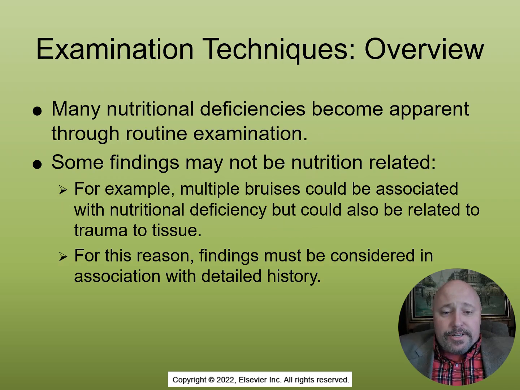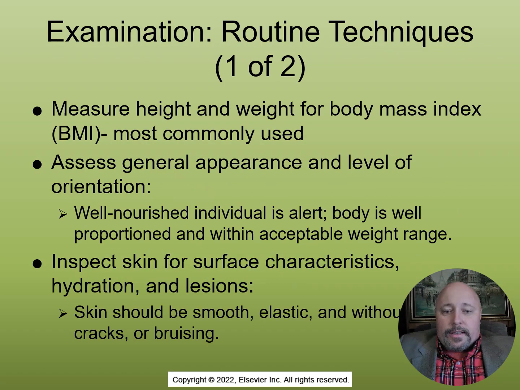When completing our examination, again, many nutritional deficiencies become apparent through routine examination. Some findings may not even be nutrition related, such as multiple bruises that could be associated with nutritional deficiency, but could also be related to traumas or tissue injuries. For this reason, findings must be considered in association with a more thorough, detailed assessment of the patient. Other routine techniques, one is going to be the BMI chart, the body mass index. And while this chart is not perfect, it does have some flaws, it is one of the best tools we have to identify the patient's current health status.